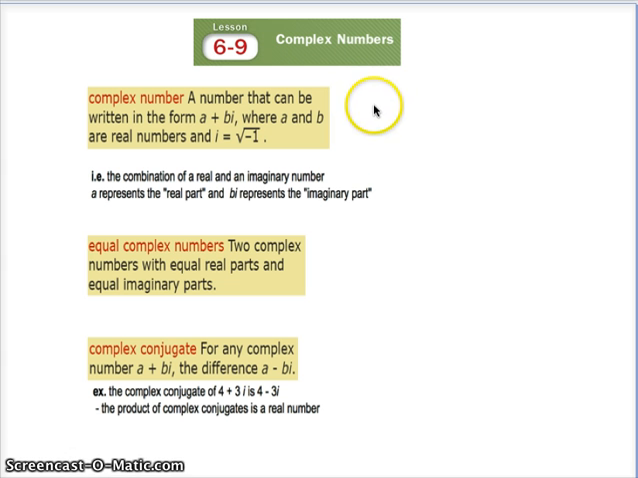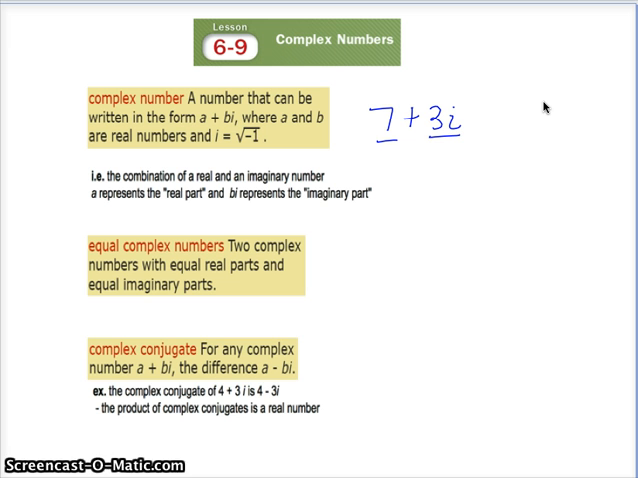So, the number 7 plus 3i would be an example of a complex number. 7 is the real part, 3 is the imaginary part. Two complex numbers can be considered equal if the real parts and the imaginary parts are both equal.